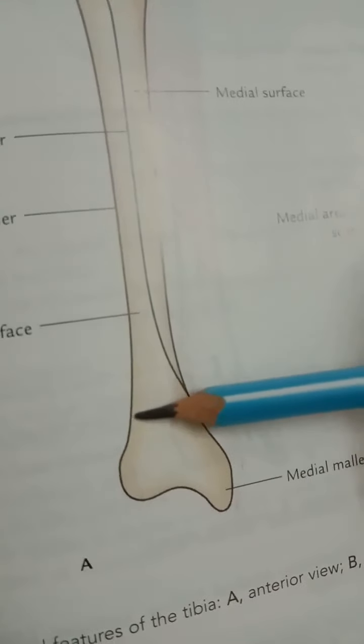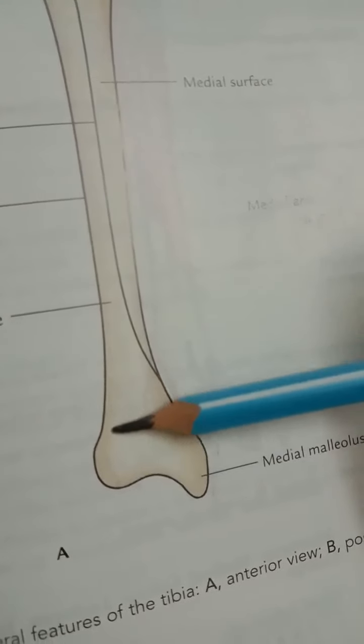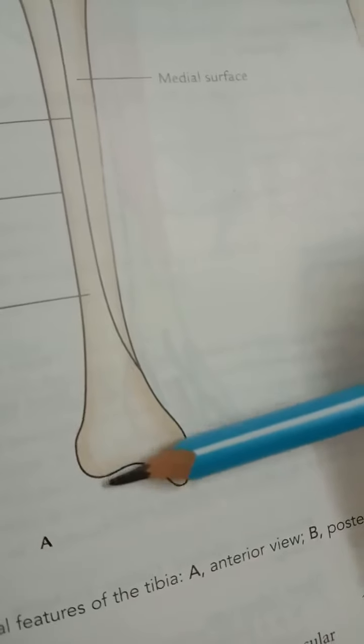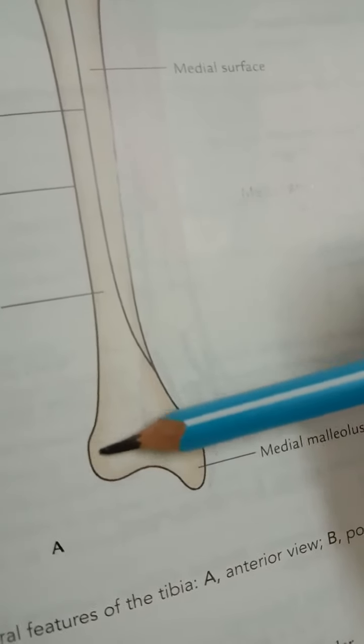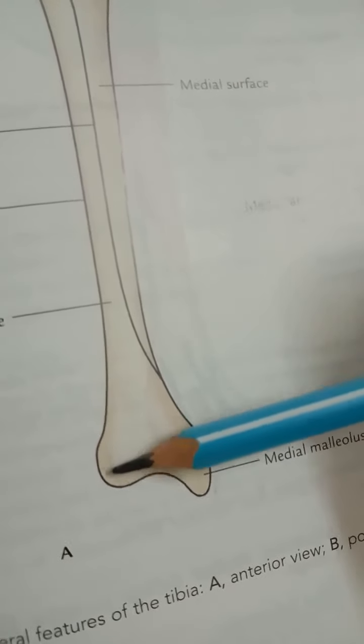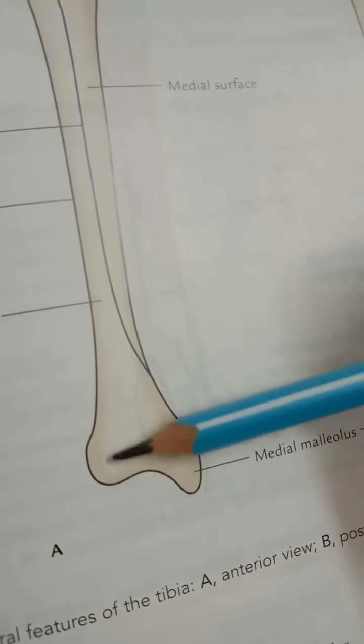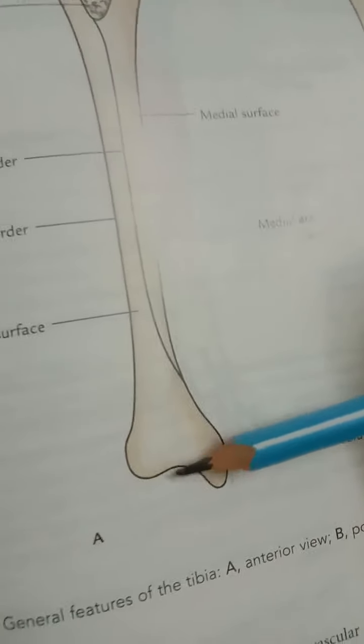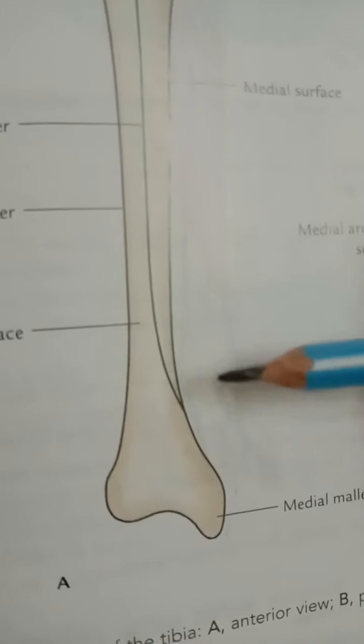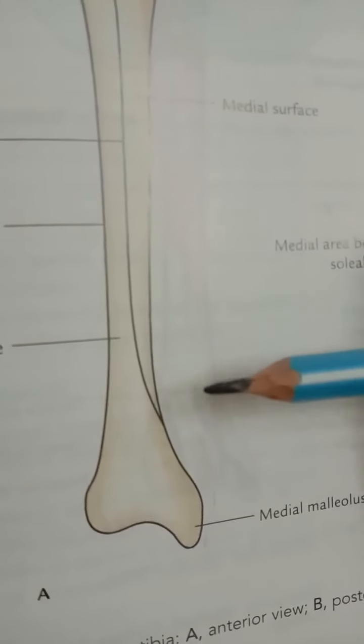Then the lateral surface. The lateral aspect of the lower end presents a triangular fibular notch to which the lower end of the fibula is attached. So here in this diagram you can see this one, where the fibula is attached.